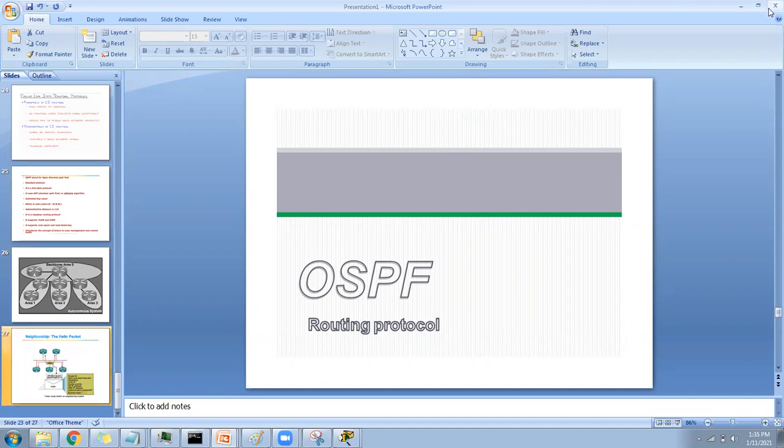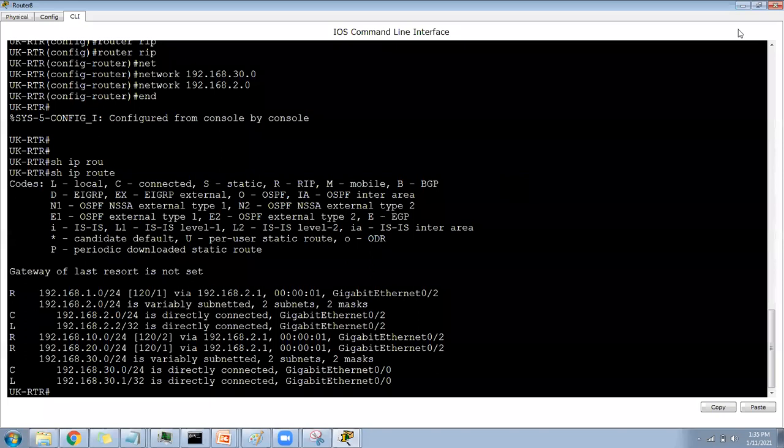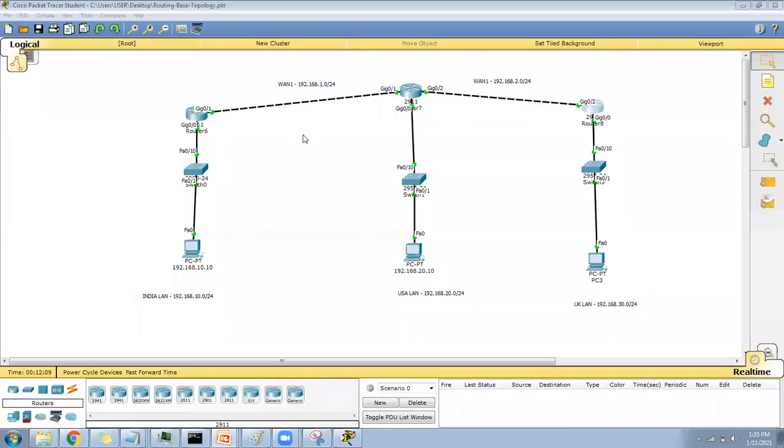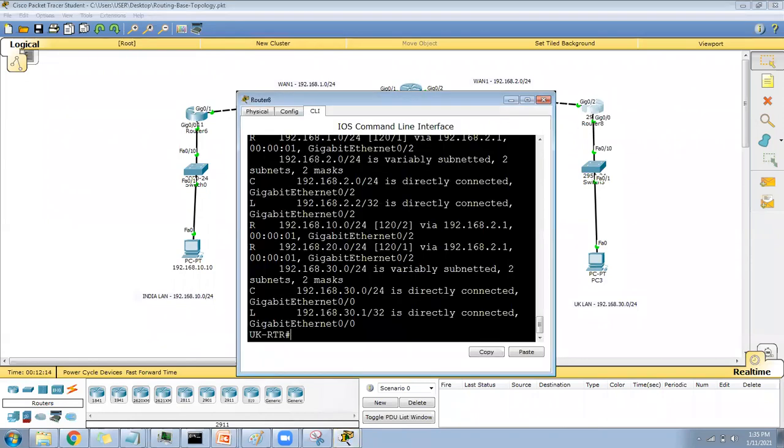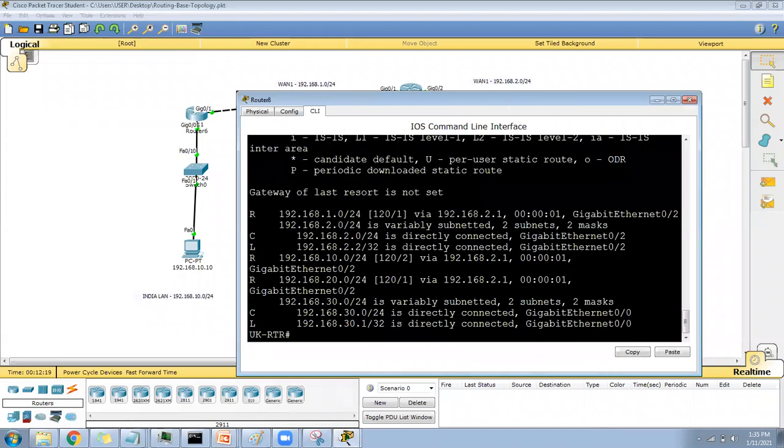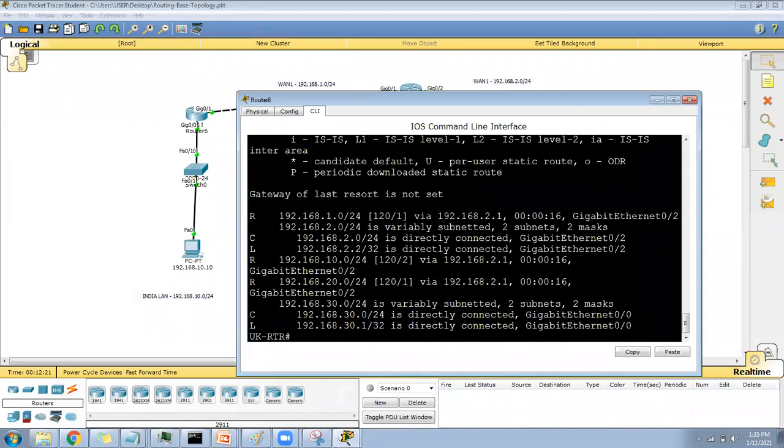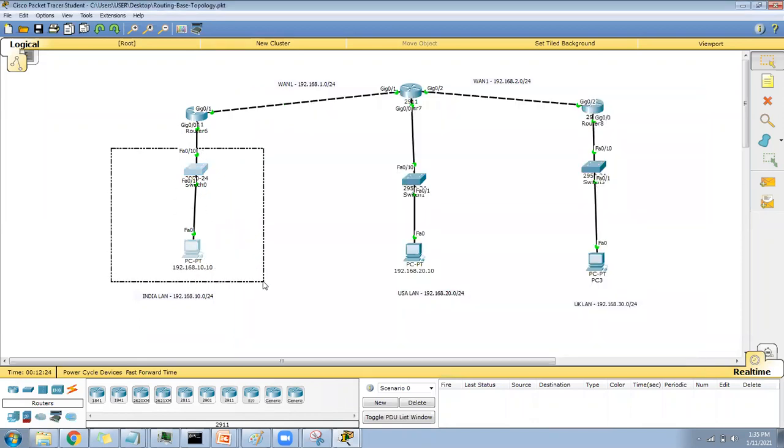Just in today's class, I wanted to show you something here. In these routers, we just configured RIP, right? So RIP was a very slow protocol. Okay, so you can see the routes are here. So what happens if suppose this one goes down? It takes much time.